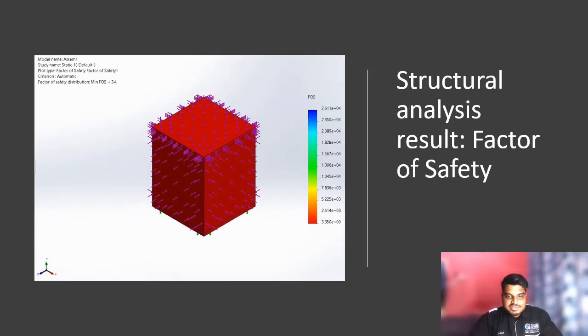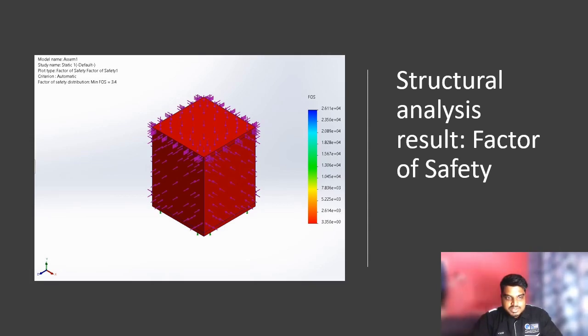And finally, we see the structural analysis result for the factor of safety. Factor of safety is a ratio used in structural analysis to determine the strength of the structure in relation to the load it is expected to bear. We see it shows straight. It typically indicates the design structure or component is operating at or near its failure limit.